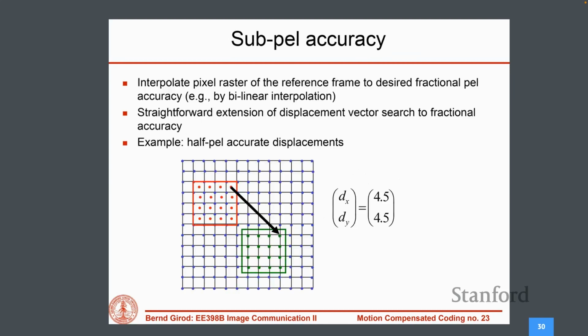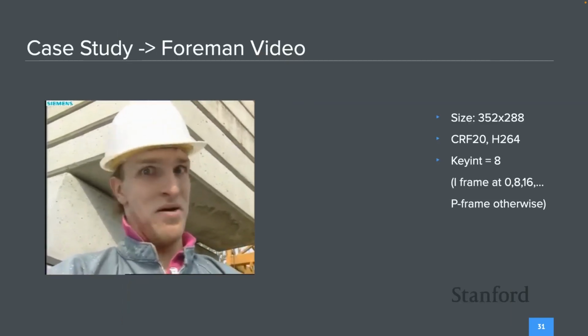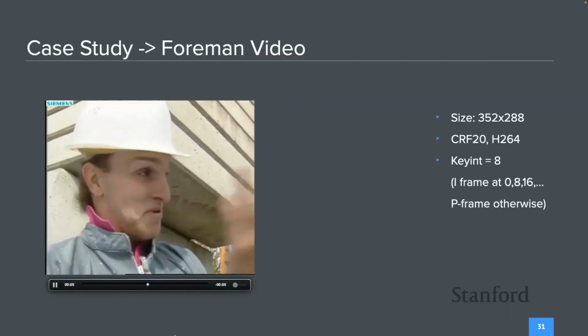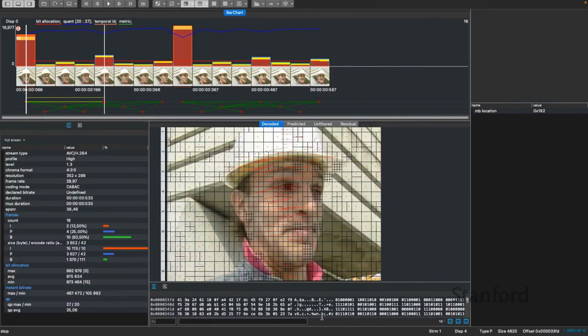Yeah. And then, once you have found these vectors, you can just encode the difference. The differences are your motions per block, and then you will encode these motions. Right. Okay, so maybe let's take a pause, and I actually want to show you a sample encoded video.